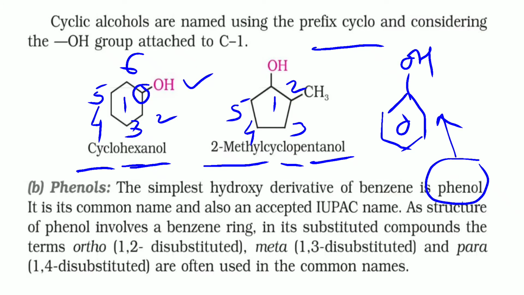It is its common name and also an accepted IUPAC name. So commonly the name is phenol, and in IUPAC the phenol is also known as phenol. As a structure, phenol involves a benzene ring. In its substituted compounds, the terms ortho, para, meta are often used in common names.